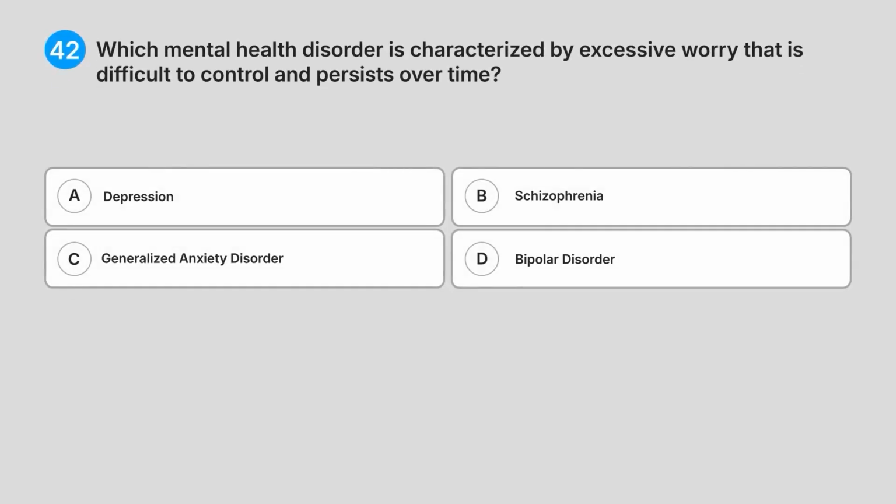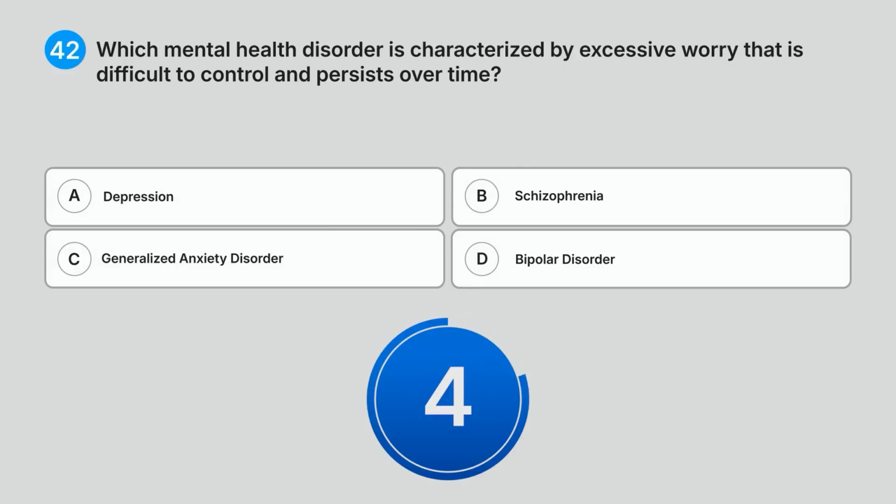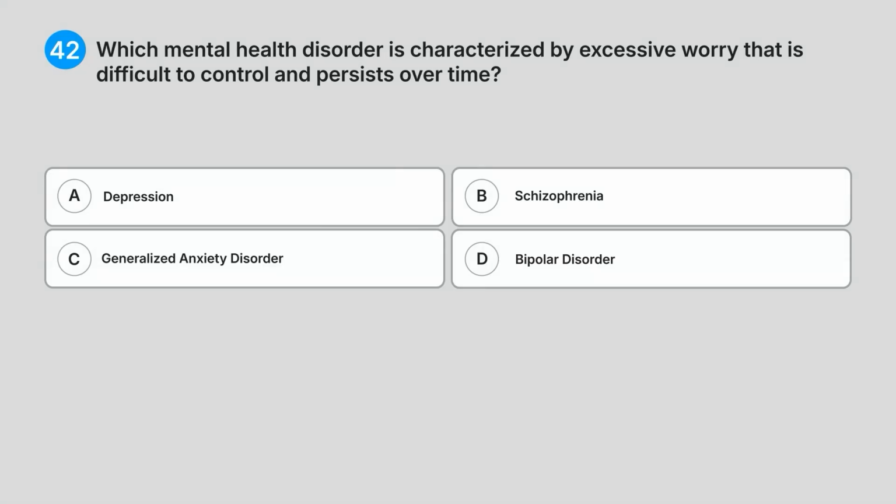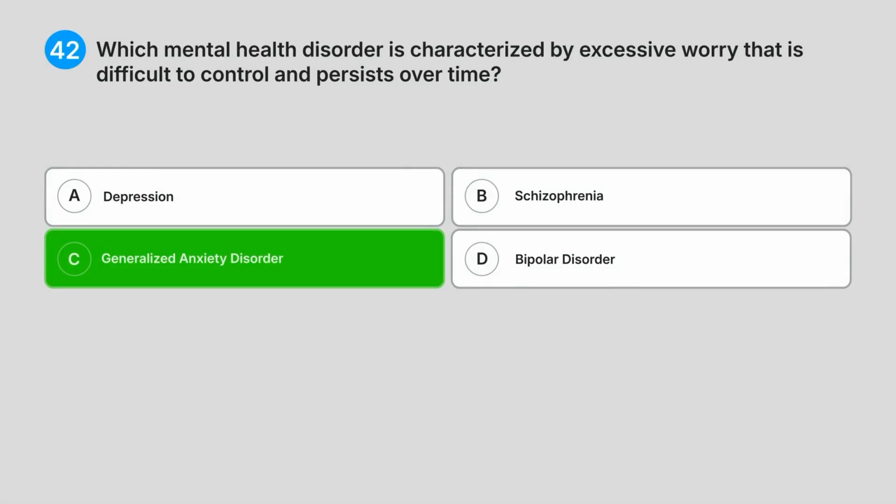42. Which mental health disorder is characterized by excessive worry that is difficult to control and persists over time? A. Depression. B. Schizophrenia. C. Generalized anxiety disorder. D. Bipolar disorder. Can you guess the answer? Correct answer, C. Generalized anxiety disorder.